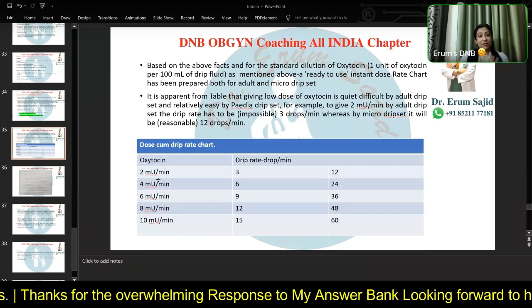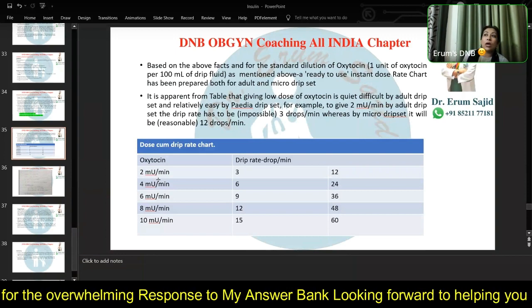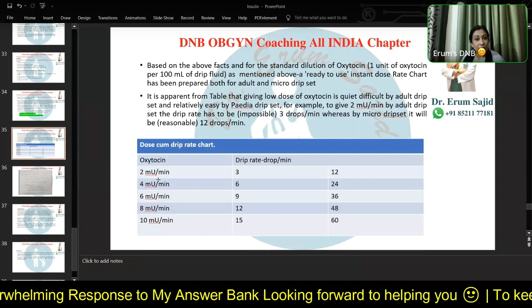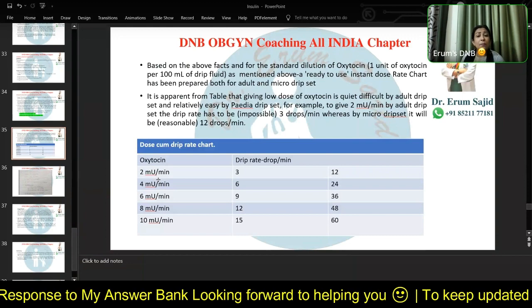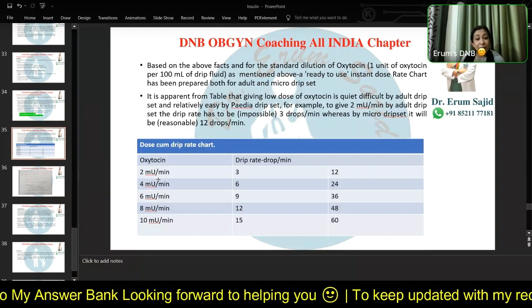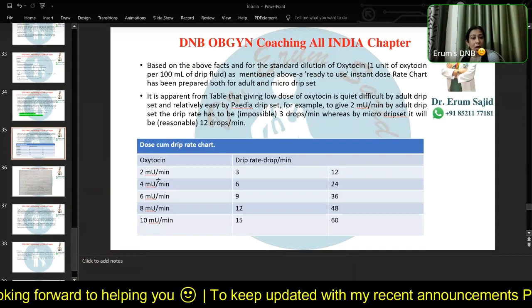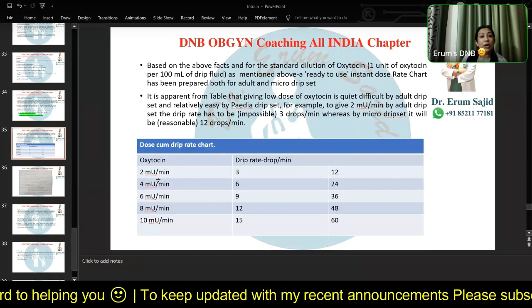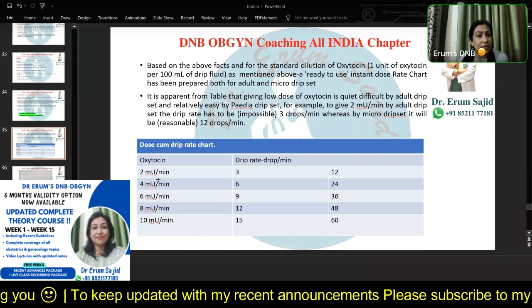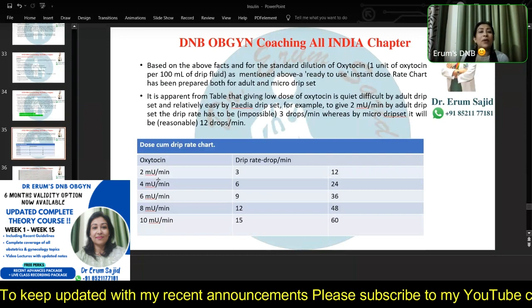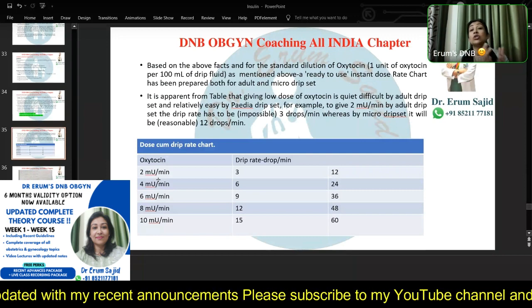And vis-a-vis, if you compare it with a micro drip set, that means you are giving almost 12 drops per minute to get a small dose of 2 milli-units per minute, which is why they said it's easier, it's more logical, it's more practical to use a micro drip set for oxytocin infusion.